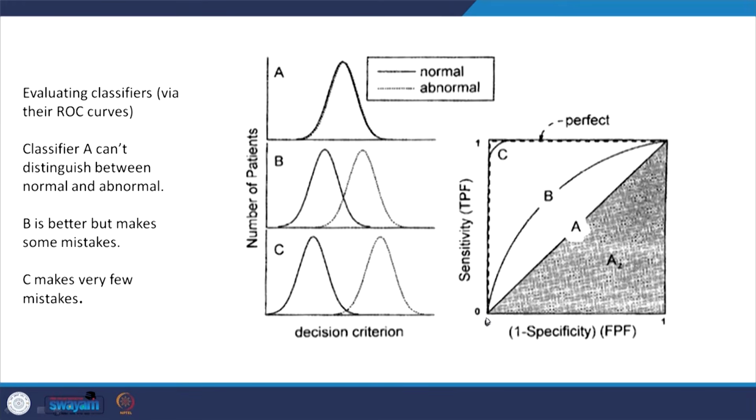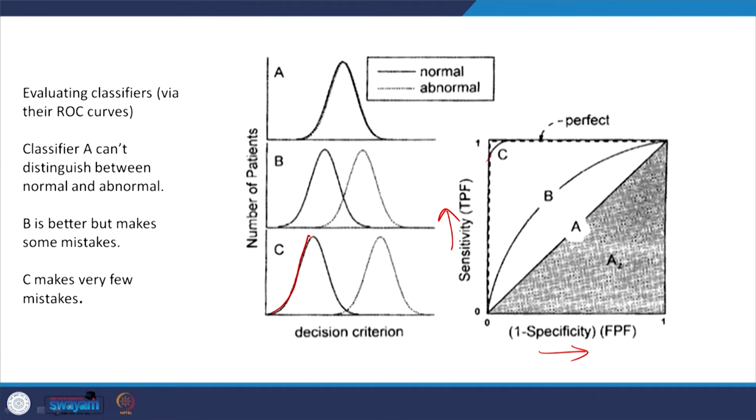This curve is the ROC curve. As I told you, on the y axis we have the true positive fraction and on the x axis we have the false positive fraction. The range is 0 to 1 because it is a probability, and on the y axis also 0 to 1. Look at this C curve.